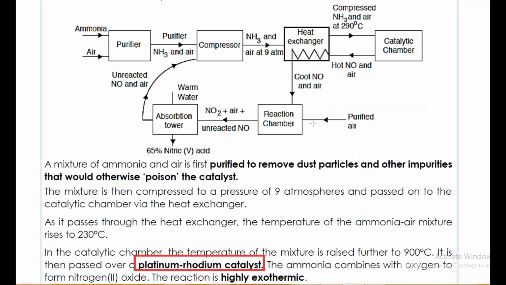So now nitrogen 2 enters the reaction chamber, and purified air is added. Now it will react with nitrogen 2 to form nitrogen 4. That's oxidation of nitrogen 2. And then unreacted nitrogen 2 is taken back to the compressor, and then absorption is done. Absorption is done by adding warm water. This is warm water that is added here into the nitrogen 4 oxide to form 65% nitric 5 acid.